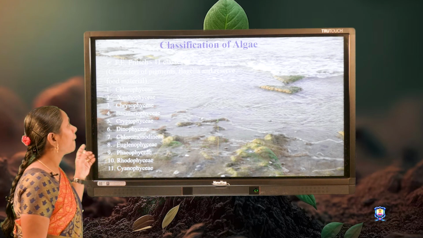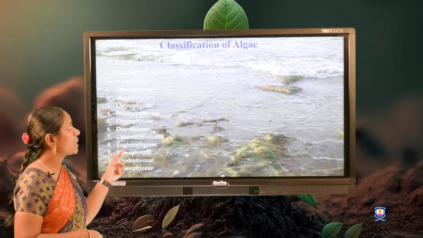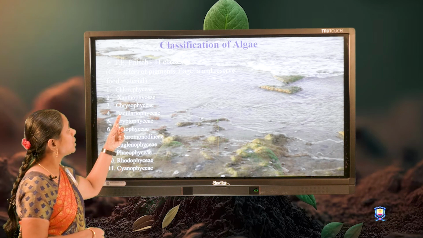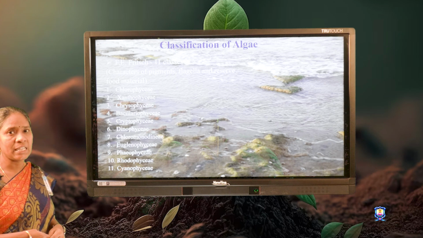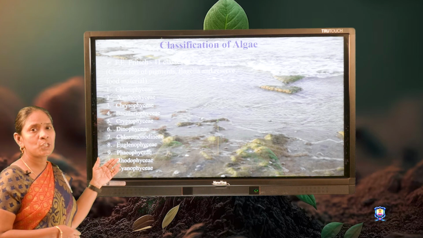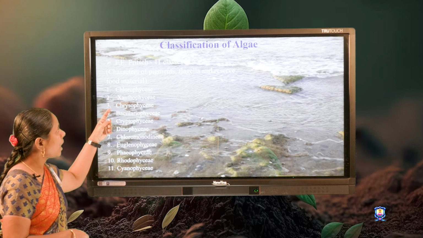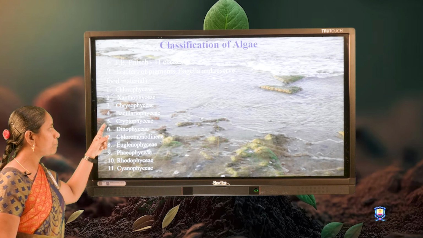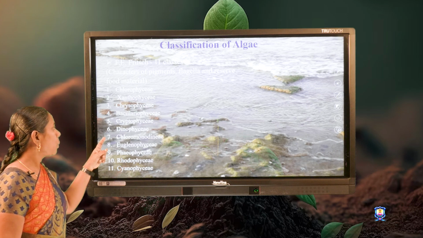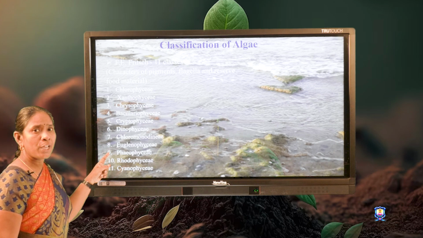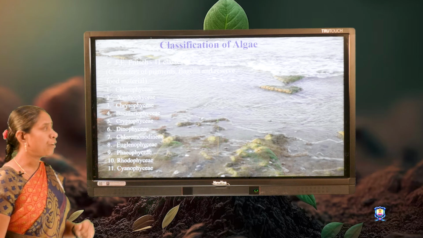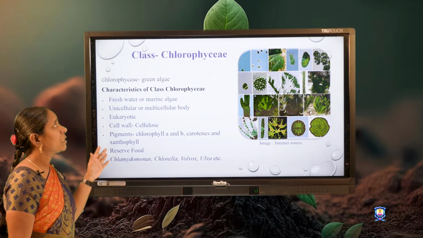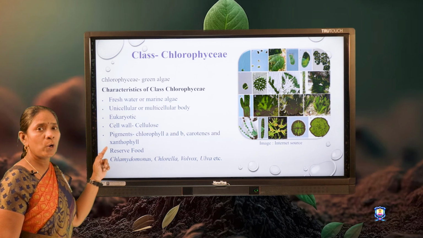Classification of algae. The great algologist Fritsch classified the algal forms into 11 classes based on the pigmentation, flagella and reserve food material. The 11 classes are chlorophyceae, xanthophyceae, chrysophyceae, bacillariophyceae, cryptophyceae, dinophyceae, chloromonadinae, euglenophyceae, phaeophyceae, rhodophyceae and cyanophyceae. Among the 11 classes, the chlorophyceae is one of the important classes.